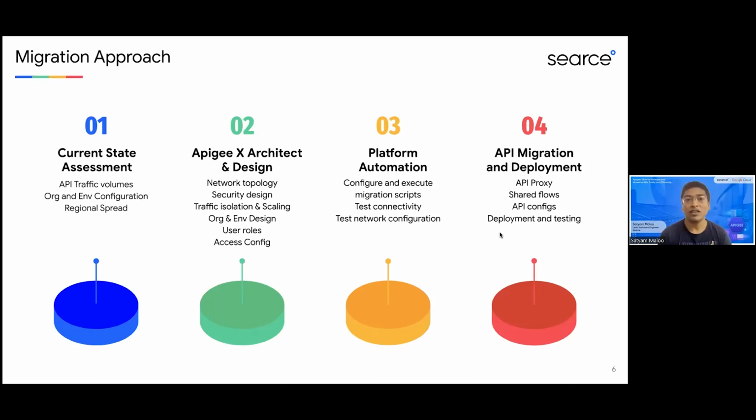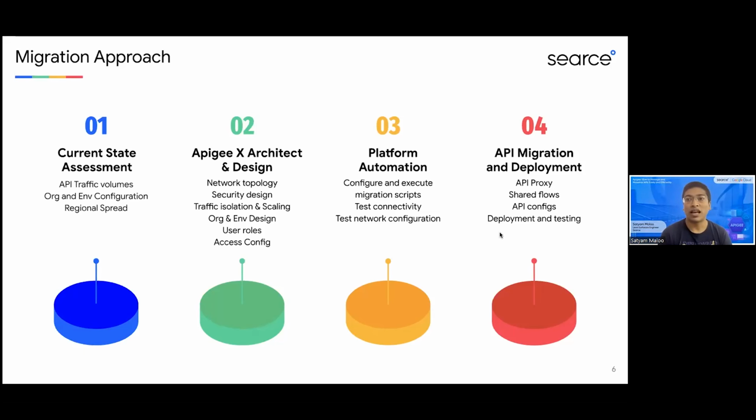We'll help you with the network topology, what security you want to put in, and how you want to handle it, since a lot of countries have regulations around traffic not flowing to certain regions. So all that traffic isolation, scaling based on your traffic volumes will be done. We'll help you create the new orgs, the new environments, the new users, and the access configuration for them.